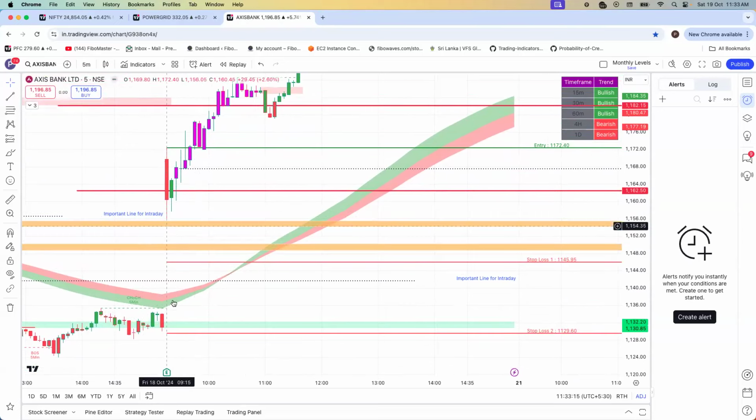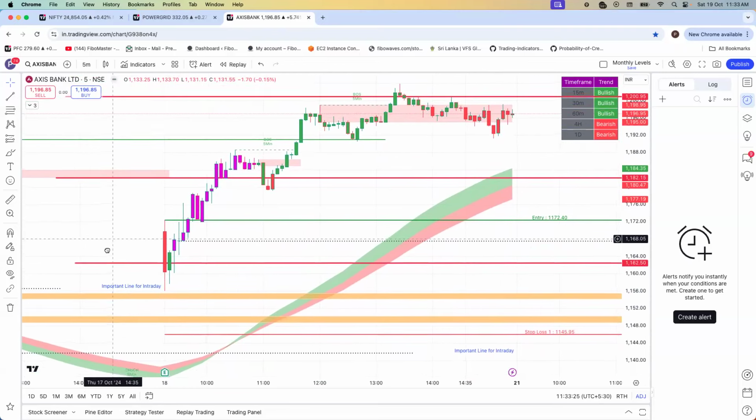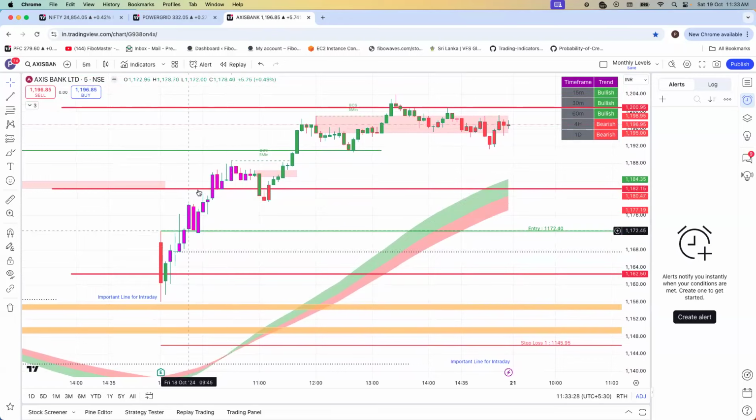So when the cloud is above the cloud, the red is on the top, green is on the bottom. Yes or no? Green is on the top, red is on the bottom. What did I do? I selected two different targets. We have two different targets, one and two targets here.